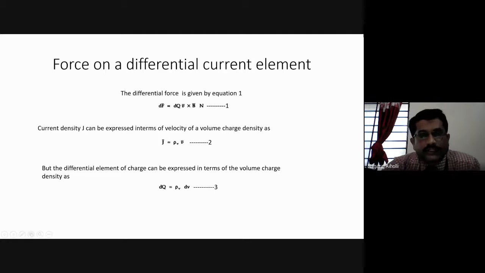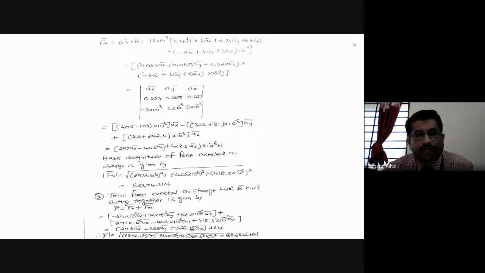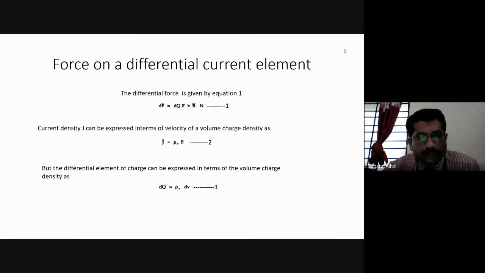Next is force on a differential current element. If we are considering a small current element, say I dl bar, then what is the force on the differential current element? The differential force is given by equation 1. You know the equation of the force: dF bar is equal to dq v bar cross B bar. For the magnetic force it is q v bar cross B bar, so here I have written it in terms of the small differential force dF bar. For the current element it is dq v bar cross B bar newtons.